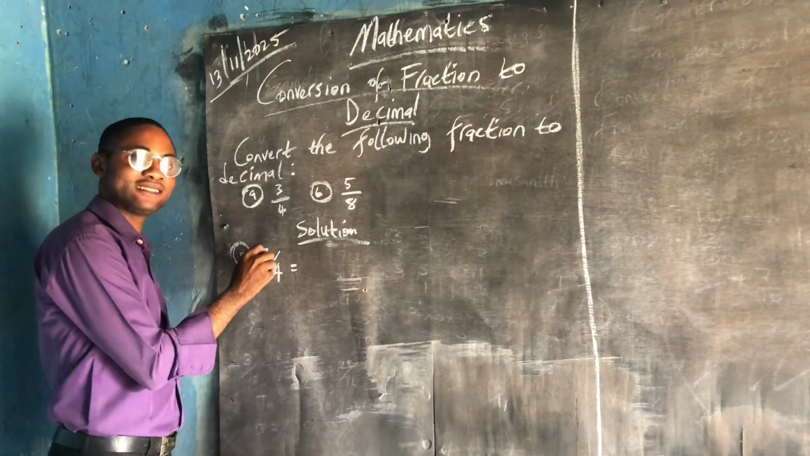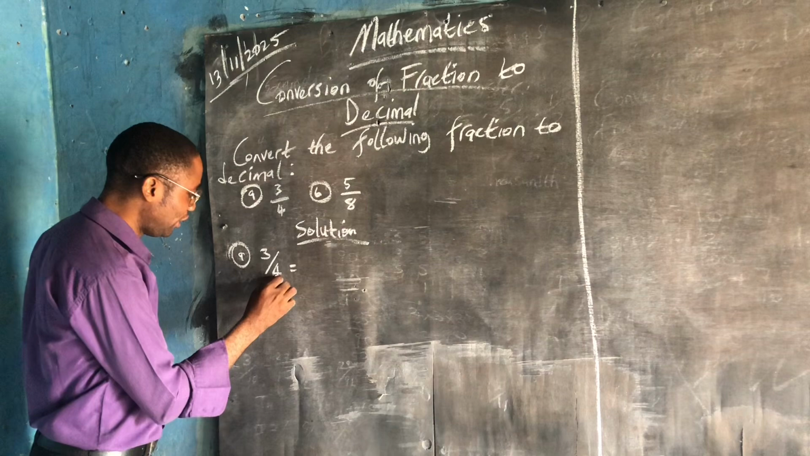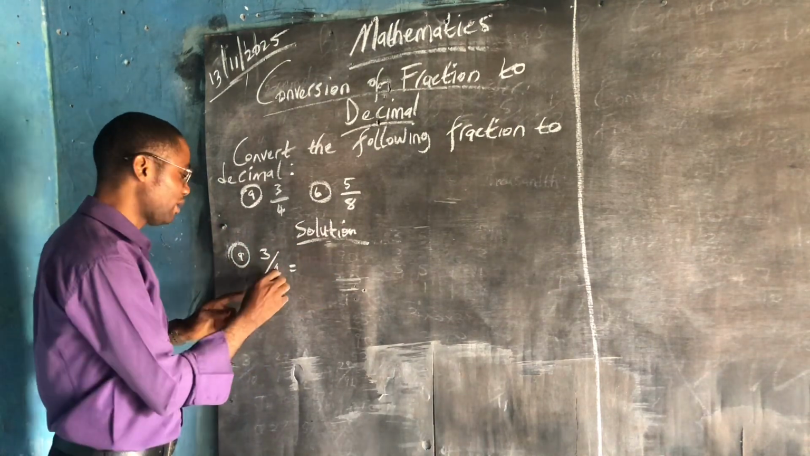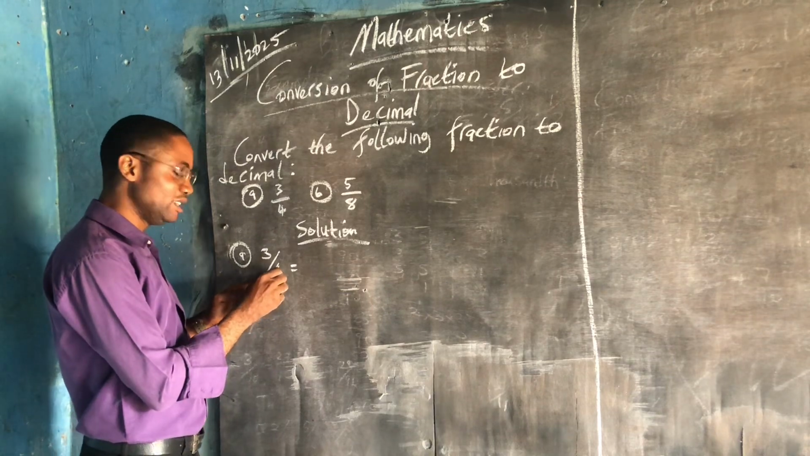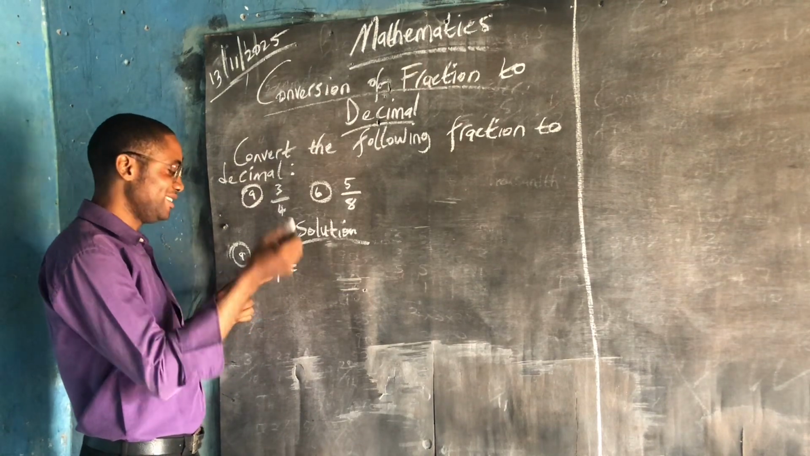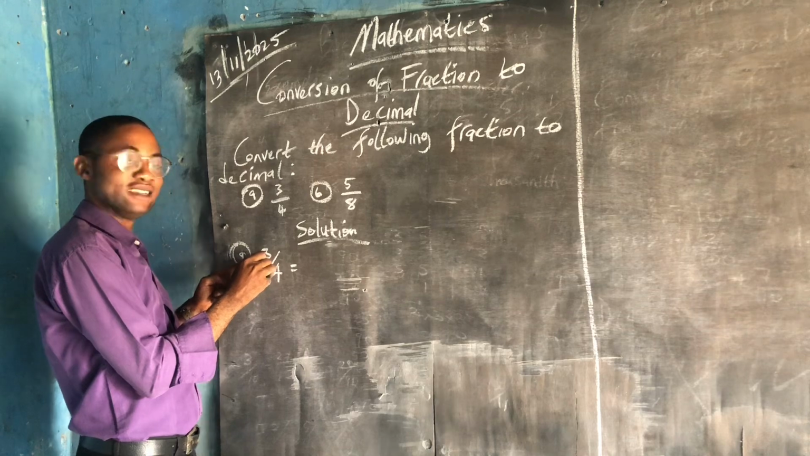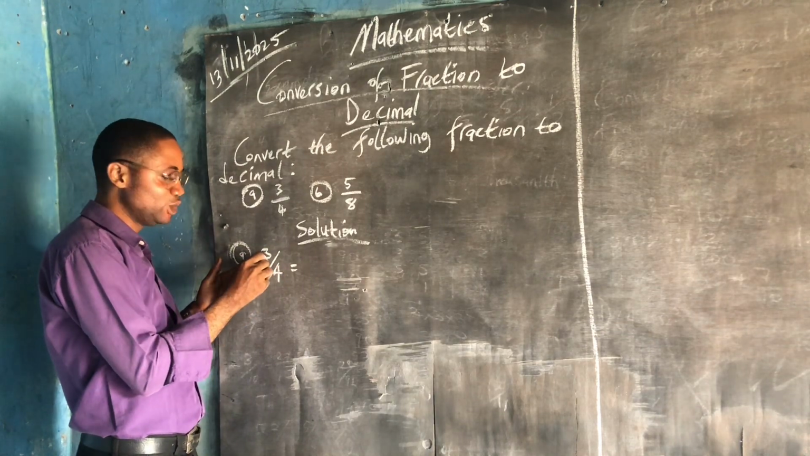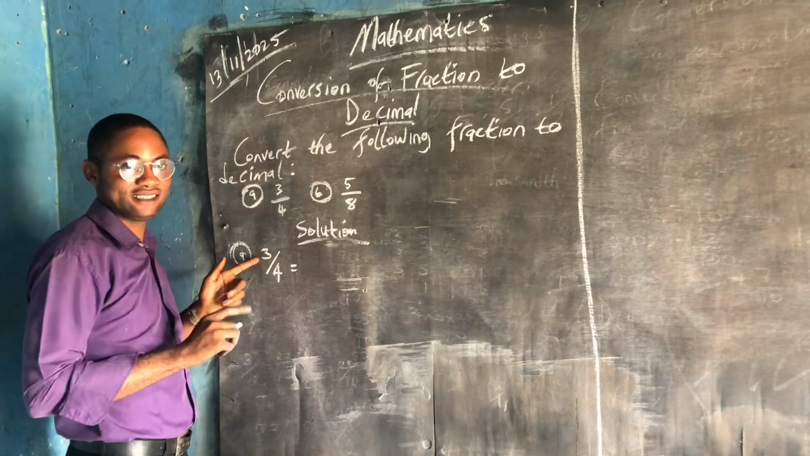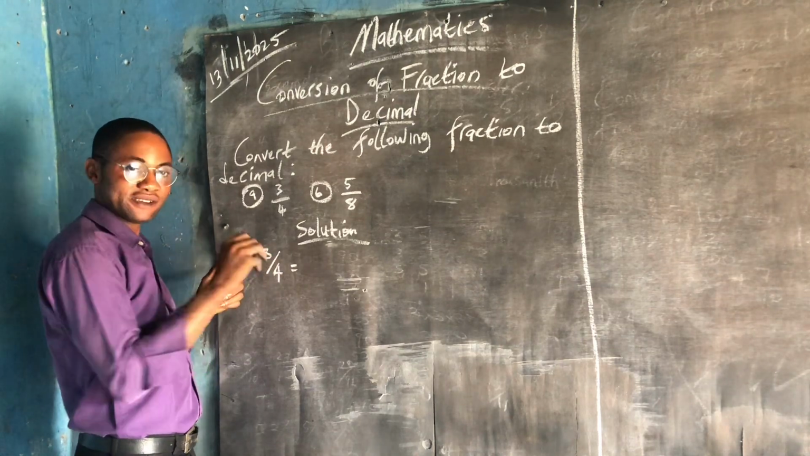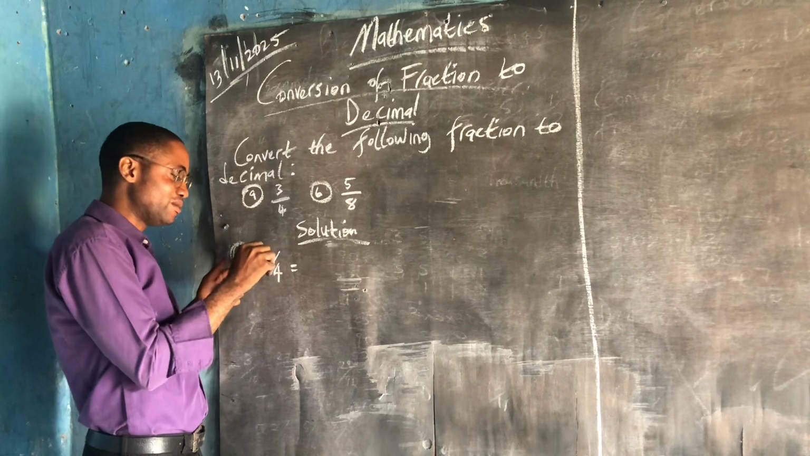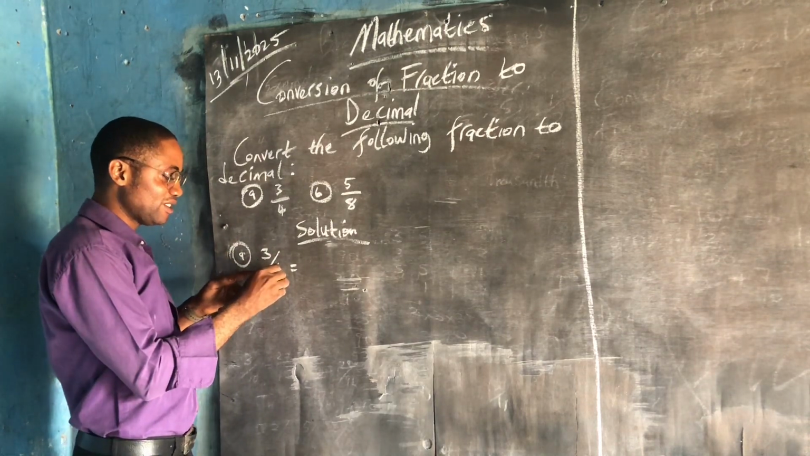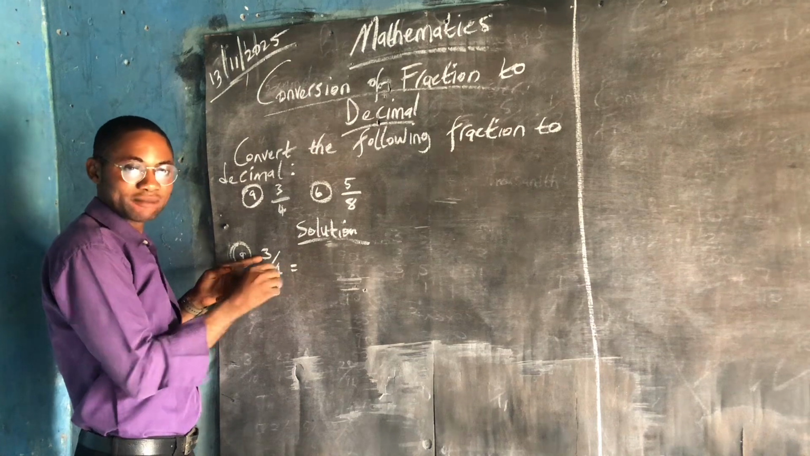4 divided by 3 is the question. 4 divided by 3. Is it possible? No. Why is it not possible? Because the denominator is greater than the numerator. So anytime the denominator is greater than the numerator, it can never divide. 4 is bigger than 3. For that reason, 4 cannot divide 3. It is impossible. So if 4 cannot divide 3, then what do we do?